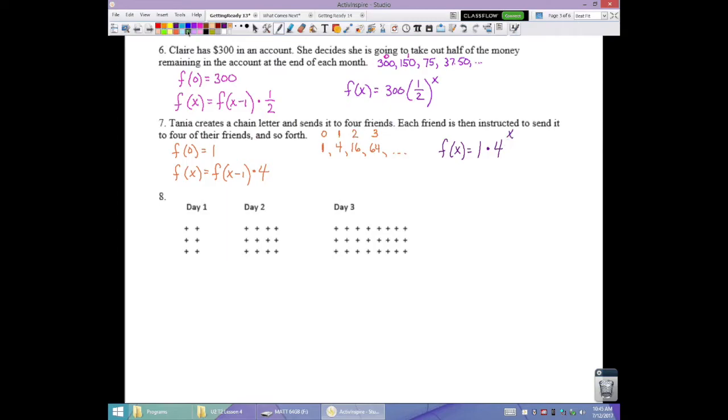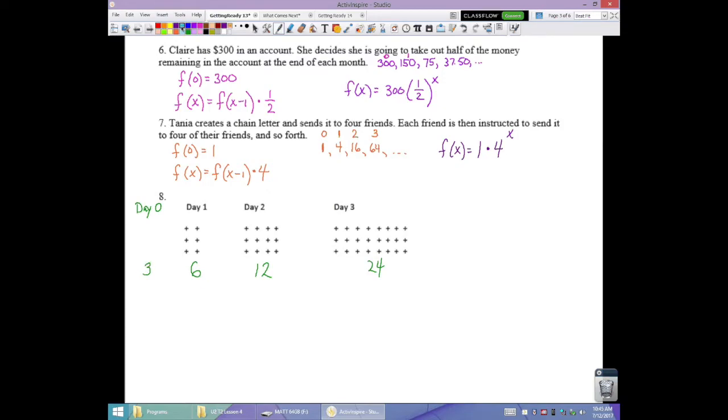All right, number 8, we have a little picture here. So I'm going to need to count up those little plus signs. So on day 1, there are 6 of them. On day 2, there are 12 of them. And on day 3, that little rectangular array is 3 by 8, so that's 24. So we can see the pattern is multiplying by 2. Had there been a day 0, it would have had to start with 3 plus signs.